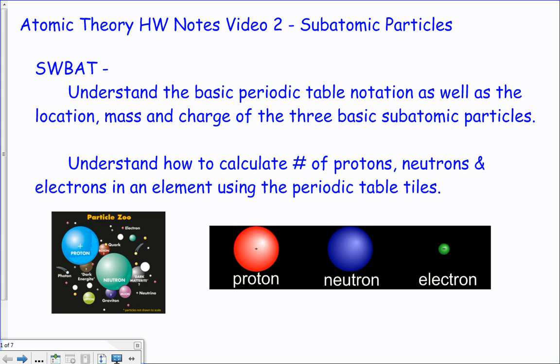We're going to focus on the subatomic particles today, and we're really going to start interpreting the periodic table. Everyone knows what the periodic table is, but you're going to start to dig deep and understand all the information on a single tile in the periodic table, what it means for protons, neutrons, electrons in an element. So you're going to understand those basics here today. So this is a very, very important video.